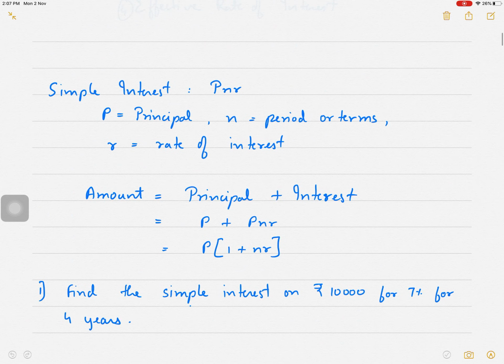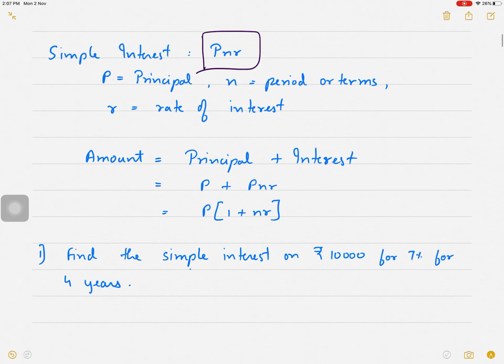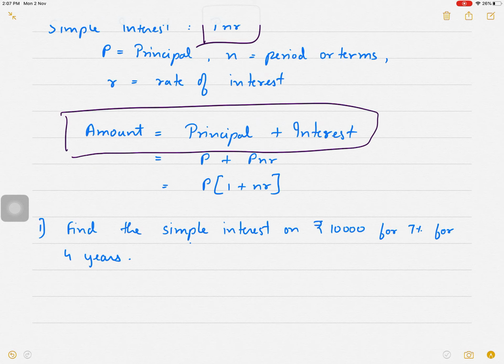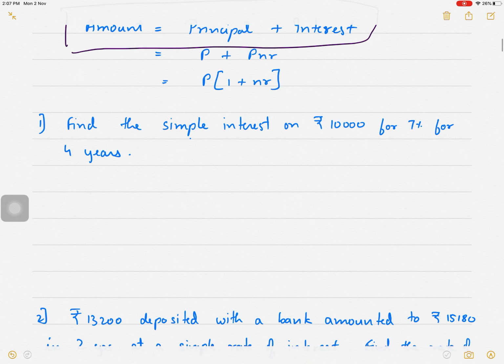You just have to remember the simple interest formula is P into N into R, and amount is principal plus interest. Okay, let's see the first question. Find the simple interest on 10,000 for 7% for 4 years. Okay, calculate along with me.